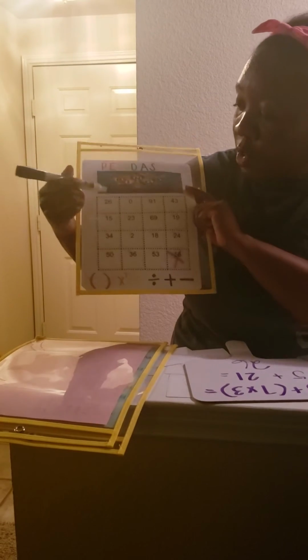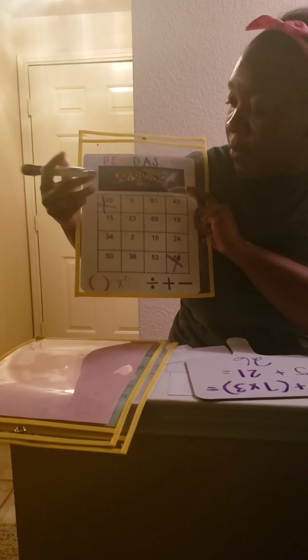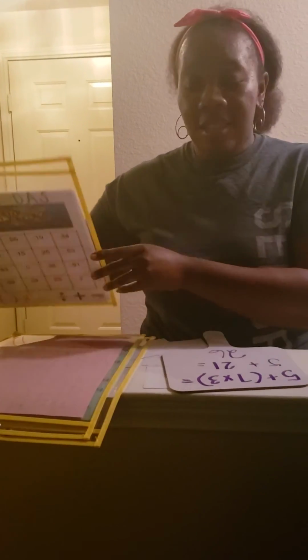Now we go to our bingo card and see if we have 26. We have 26 right here in this corner, so we can mark that one. And that's the end of the games.